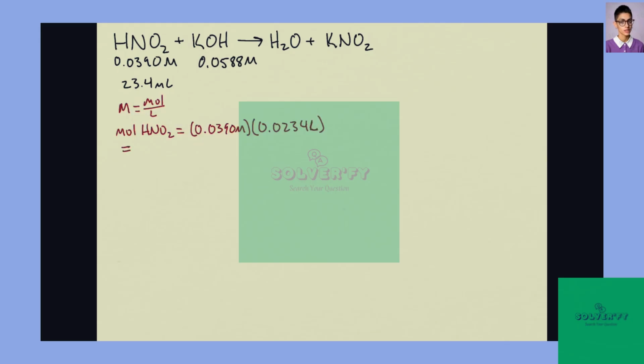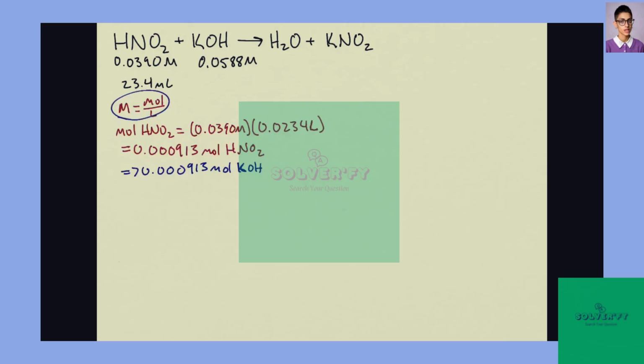So we know we have 0.000913 moles of HNO2. That means we also need 0.000913 moles of KOH to completely react with the HNO2. So now with this information, we can solve for the volume of KOH we need to add.